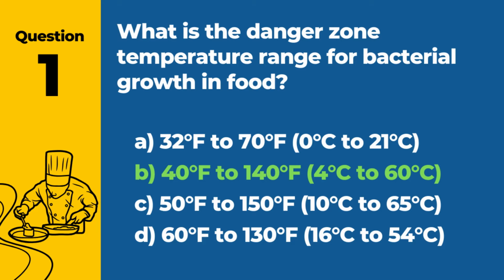Answer: B. 40°F to 140°F, 4°C to 60°C. The danger zone for bacterial growth in food is between 40°F to 140°F, 4°C to 60°C. In this temperature range, bacteria can multiply rapidly.